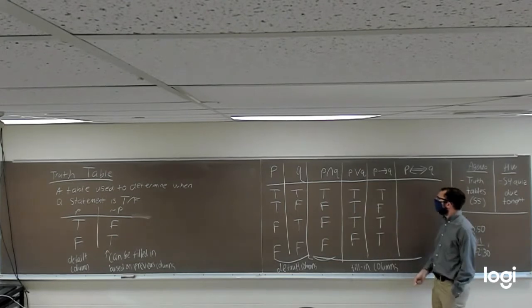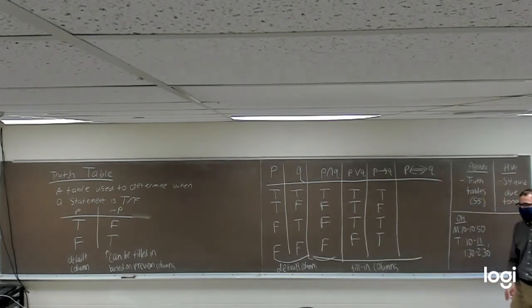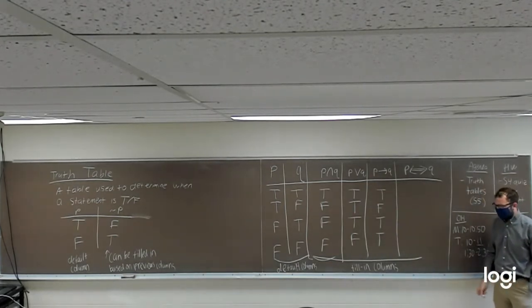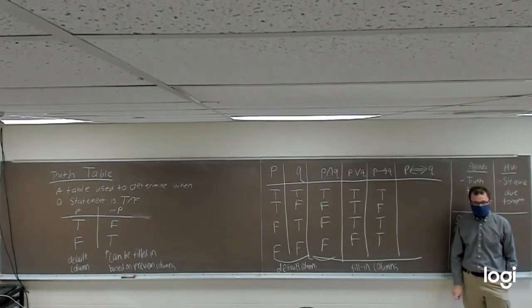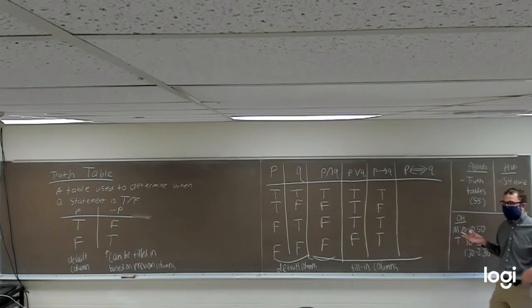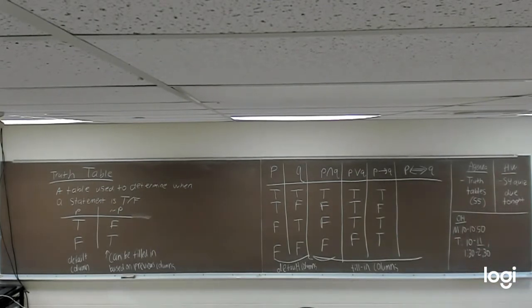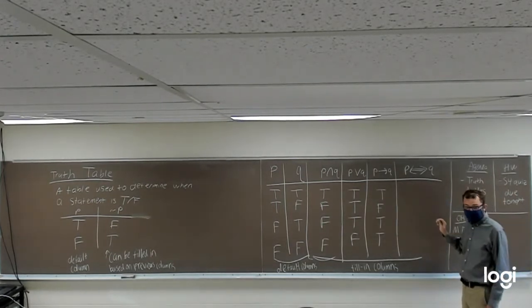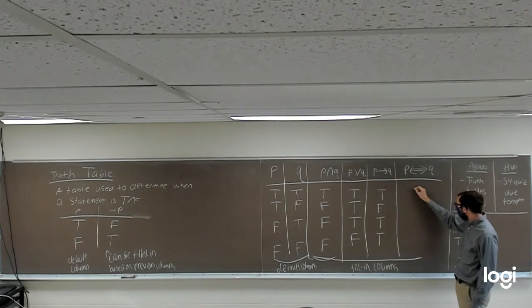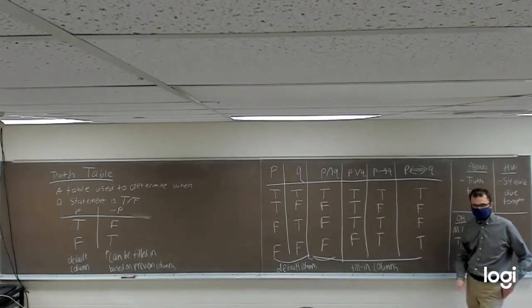And finally, this last one is sort of a new one, we haven't really talked too much about it yet. P is logically equivalent to Q. Basically saying P and Q have to be the same somehow. Well, how can we fill in that column? It's going to be true whenever both of them have the same truth value, false when they don't. So it's true, false, false, true.